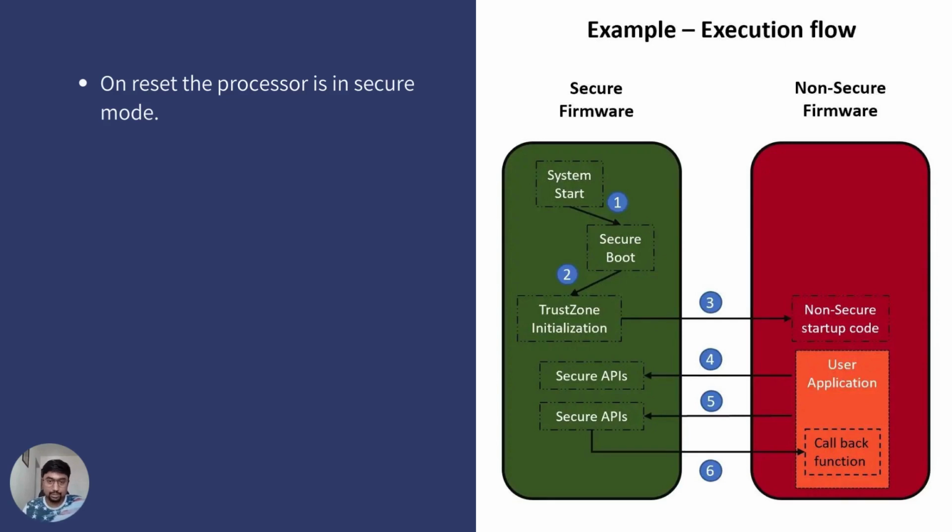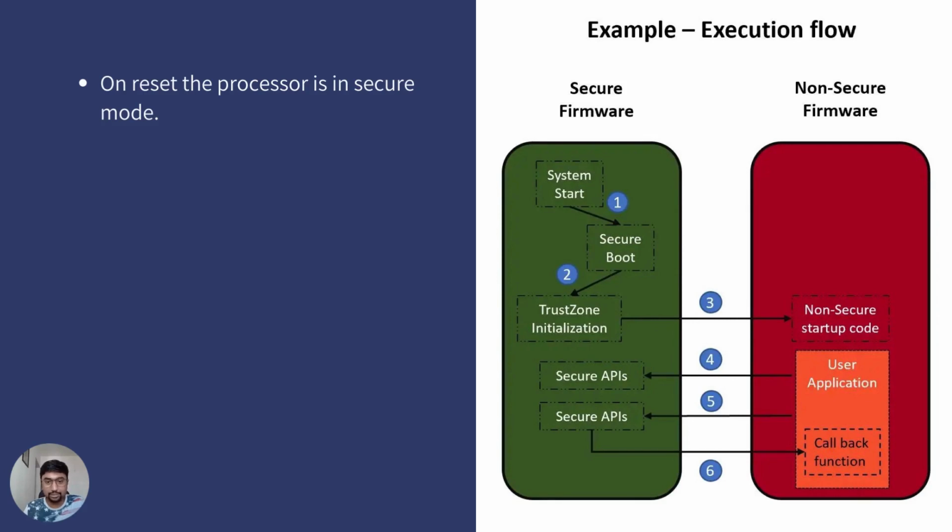Execution flow example. So yeah, we'll start from the power on reset. So once the device is reset, everything is secure. Every peripheral, every memory location, and every area is by default secure. So our secure bootloader will start. It will boot the device, and after that there is trust zone initialization routine. If you can see this, the second part is the trust zone initialization.